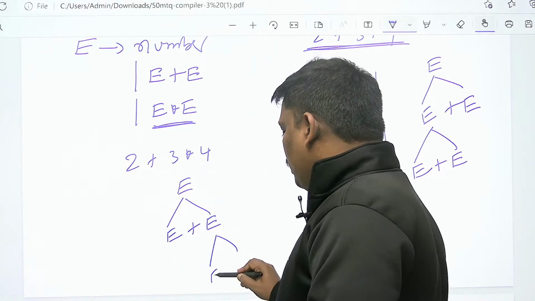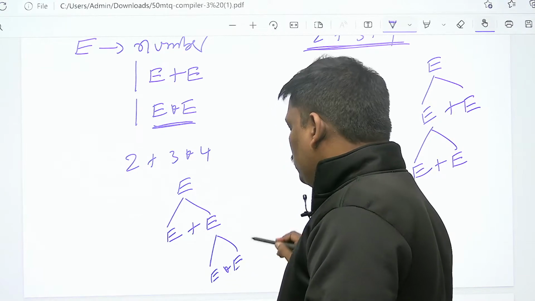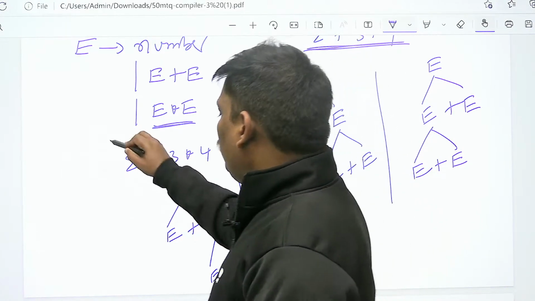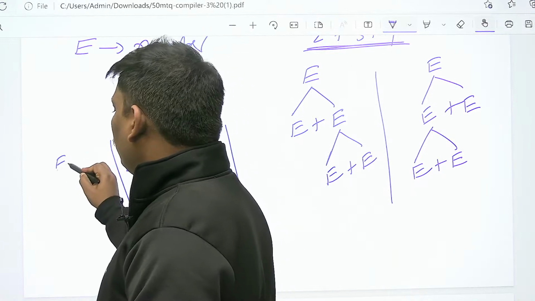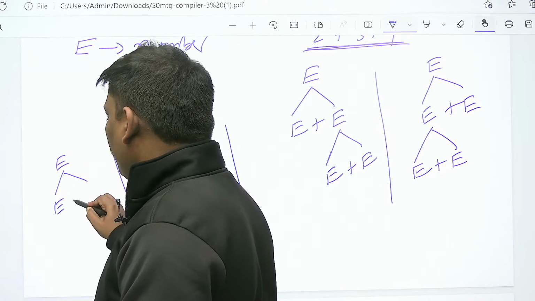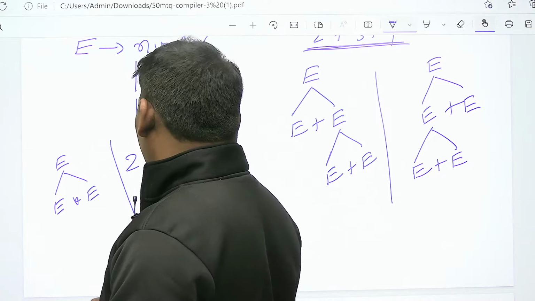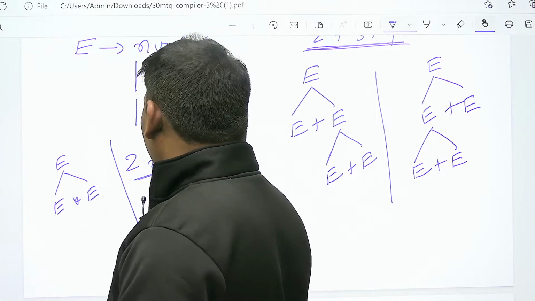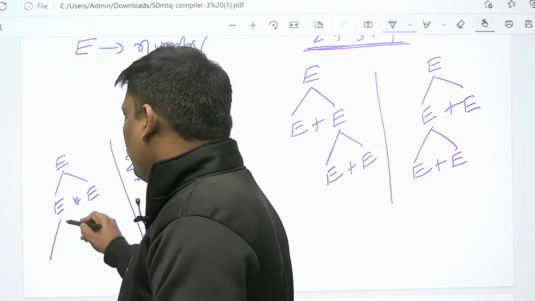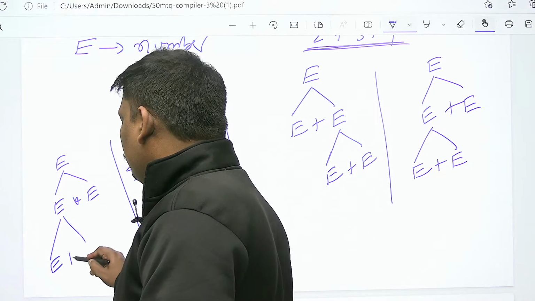This is one tree. One more tree you can see: E goes to E star E. But according to the given problem, plus should come first. So expand this side: E plus E.